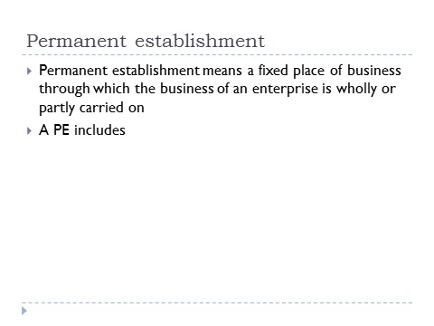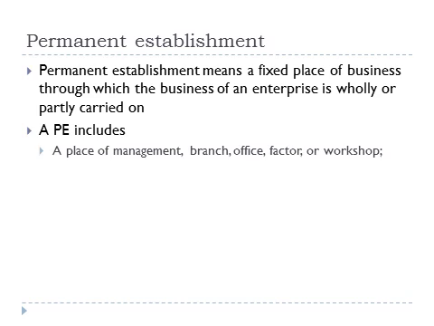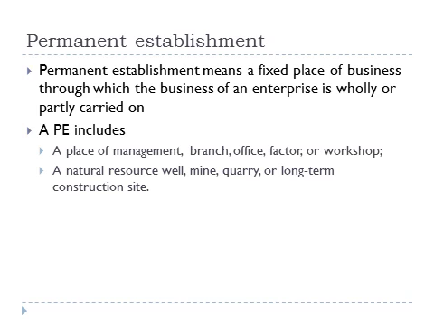A permanent establishment includes a place of management, branch, office, factory, or workshop. It also includes a natural resources well, a mine, quarry, or long-term construction site.